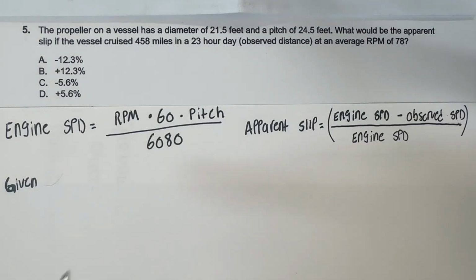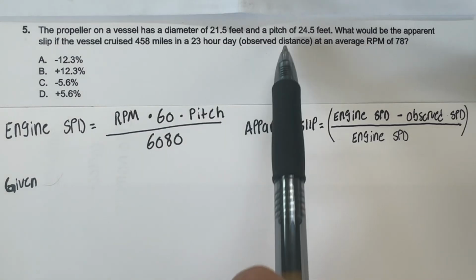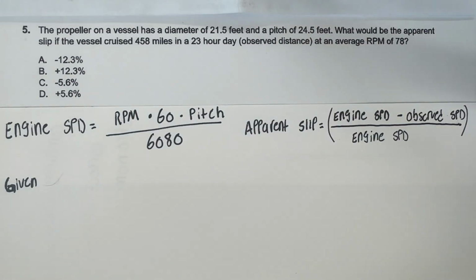The propeller on a vessel has a diameter of 21.5 feet and a pitch of 24.5 feet. What would be the apparent slip if the vessel cruised 458 miles in a 23-hour day? Observed distance at an average RPM of 78. So we can see what's given.